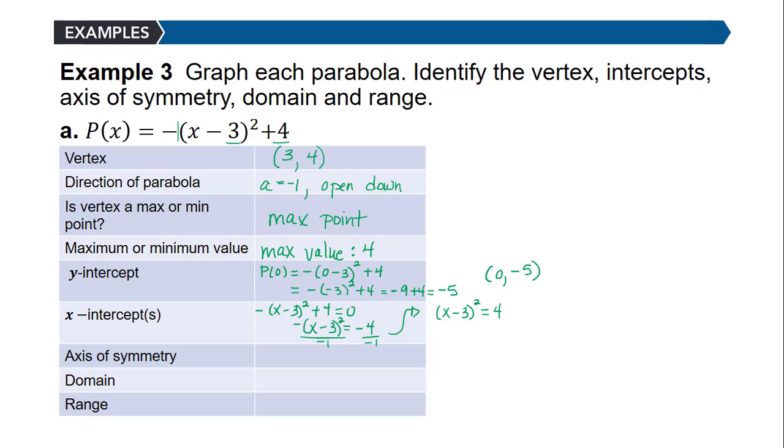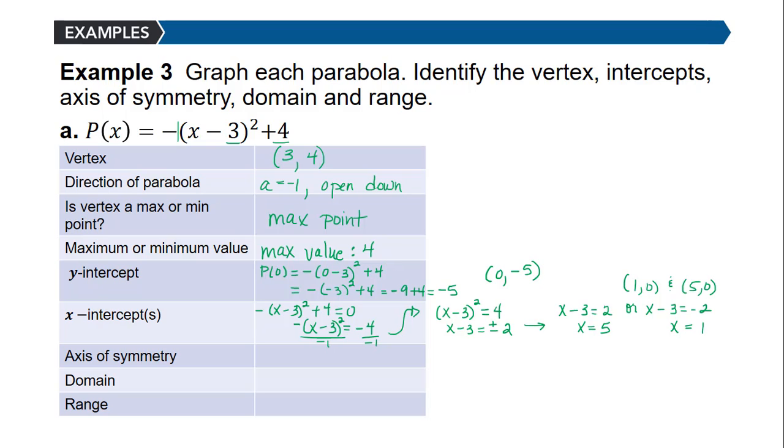So now something squared equals a number. The square root property tells us that x minus 3 is equal to plus or minus the square root of 4, which is plus or minus 2. So therefore we get that x minus 3 is equal to 2, or x minus 3 is equal to negative 2. Add 3 to each side to get x equals 2 plus 3 or 5, or negative 2 plus 3 is 1. So I have two x-intercepts at (1, 0) and (5, 0).